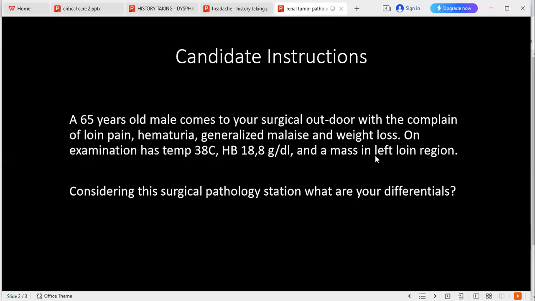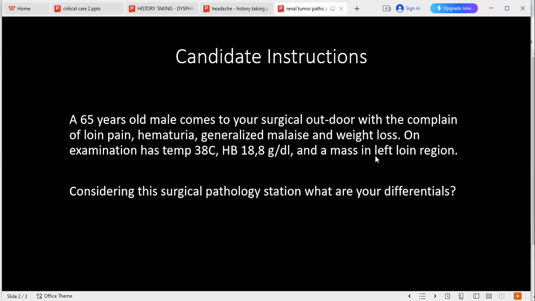What pathology is associated with polycystic kidney disease? How does the pain in renal tumors differ from the pain the patient suffers because of polycystic kidney disease? Patient with lumbar pain, ma'am. Yes, lumbar, but how does it differ? I'm sorry, ma'am, I don't know.